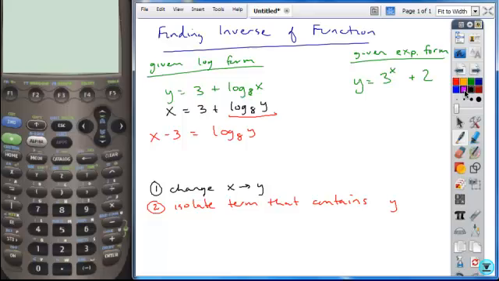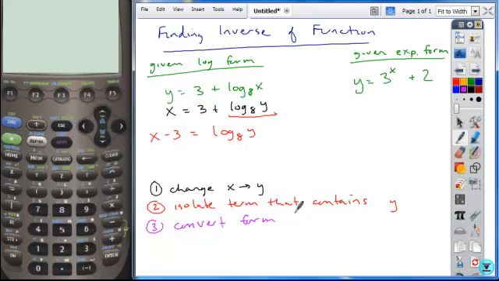All right, the next step. When we write our inverse, we've already switched the x and y, and we still want an equation where y equals something. So we need to convert from this log form into the exponential form so that we can solve for y. So the next step is to convert the form.